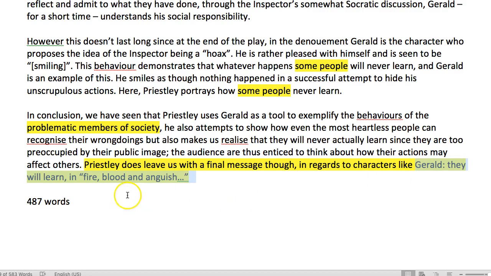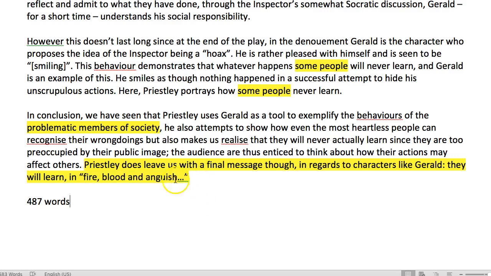And I would suggest that in An Inspector Calls, Gerald has not changed, which is why he and the Birlings and the Crofts are likely to learn their lesson in fire and blood and anguish, because there will be strikes, there will be the First World War, there'll be the Great Depression, and there'll be the Second World War. All of those would be included in the inspector's warning, and the reason that those happen is that the capitalist ruling classes exploit the working classes without mercy.